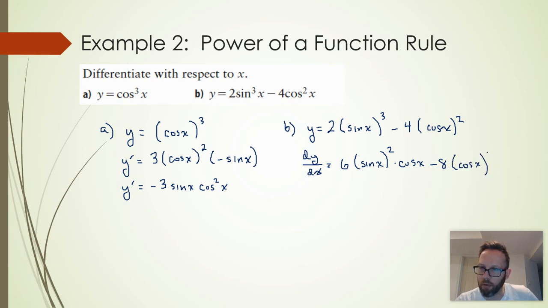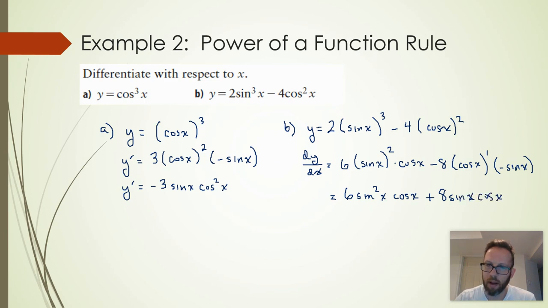Take 1 off the exponent, so you can write a 1 in or not, as you please. And the derivative of cosine is minus sine x. And that's it. But as usual, we should try to clean it up a little bit. So we have 6 sine squared x cosine x, and in the second term, it looks like +8 sine x cosine x. And that's perfectly fine. Now, as we've seen in previous units, sometimes it's helpful.